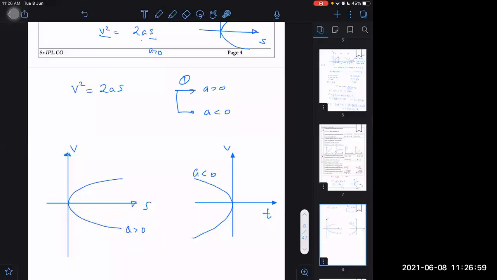What about in this case? Here A is negative, but V is positive in this part of the curve, so this part is retardation. And the lower part is speeding up. Is it okay?